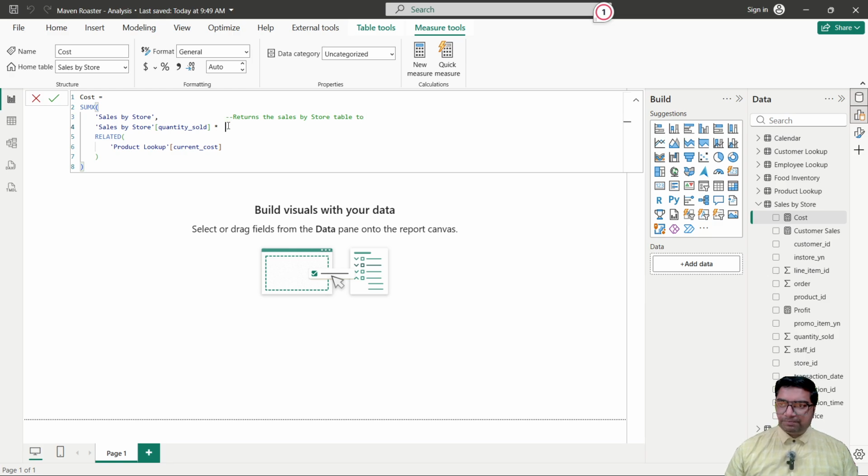This is like evaluating the expression: quantity sold times cost from a related table, right? That is basically what I'm doing here. So I'm just writing simple line comments, and it is very understandable. If this is a very complex one, I would write some comments over there, so it is very understandable.